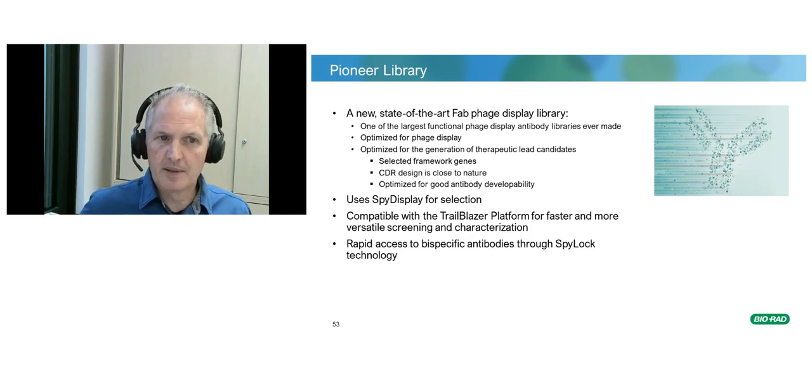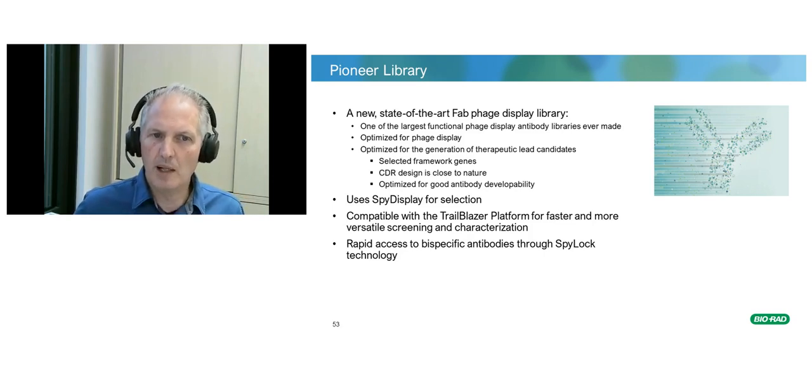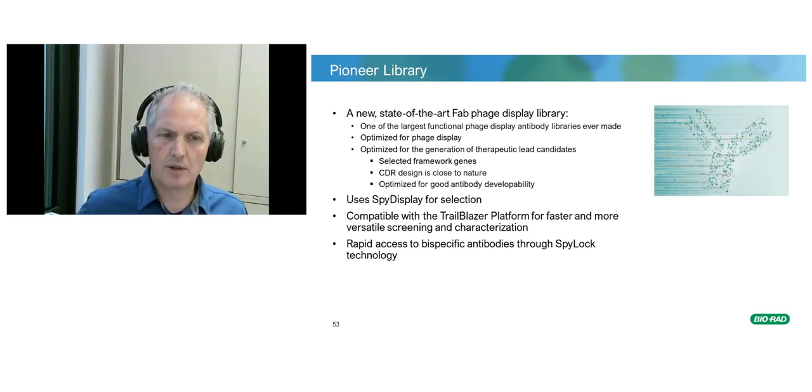We optimized the library for the generation of therapeutic lead candidates. So we chose selected framework genes. We have a CDR design which is close to nature, and we optimized the library for good antibody developability so that we get antibodies out of the library which perform well as a lead candidate and do not need to go through many rounds of optimization.